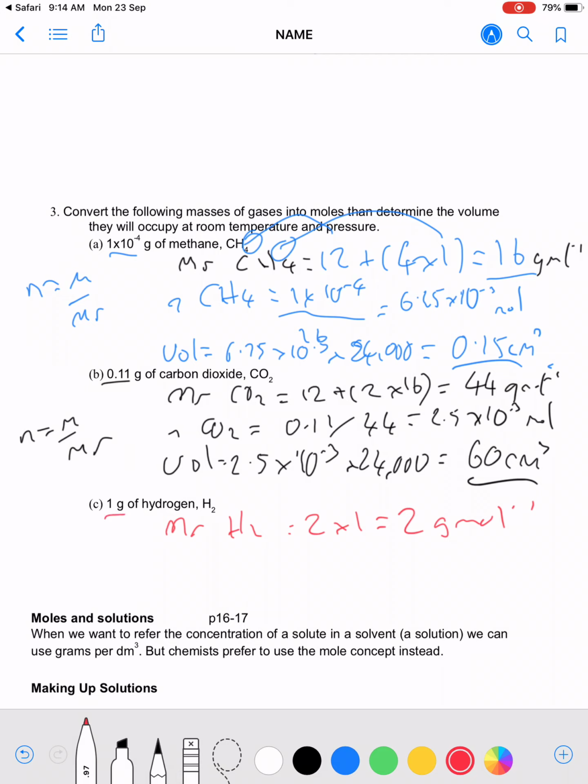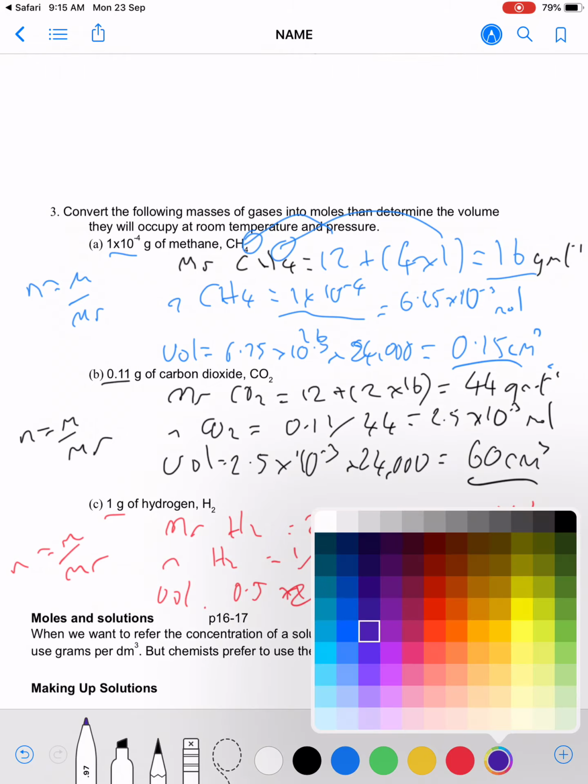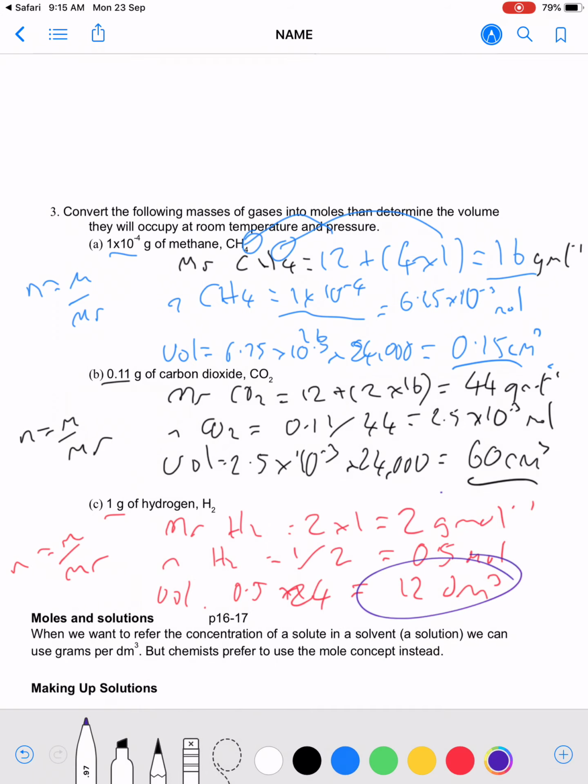The amount is 1 divided by 2, so the moles is 1 gram over 2 grams. Moles is mass over Mr. That obviously equals 0.5 moles. Now just to get the volume, you've got it. So it's going to be 0.5 times 24, which is 12 dm cubed. Let's use the happy purple pen. There's the answer.